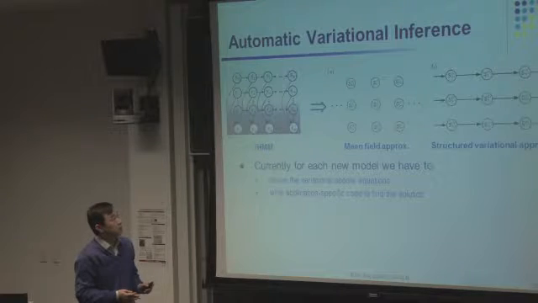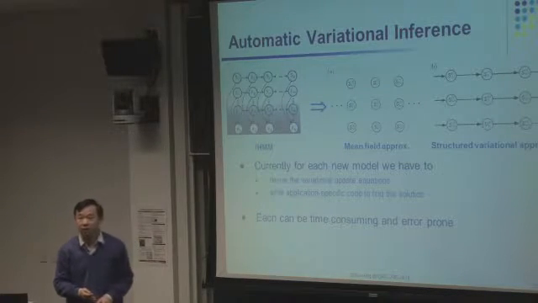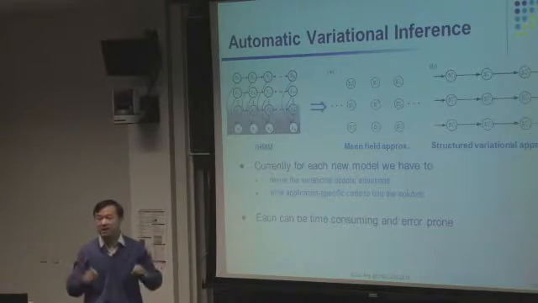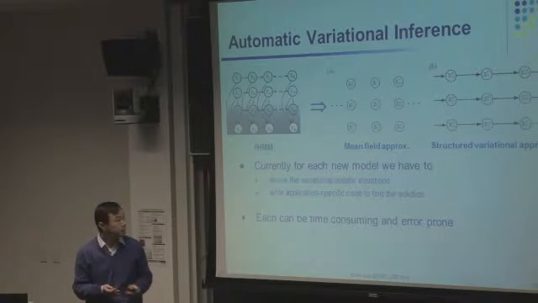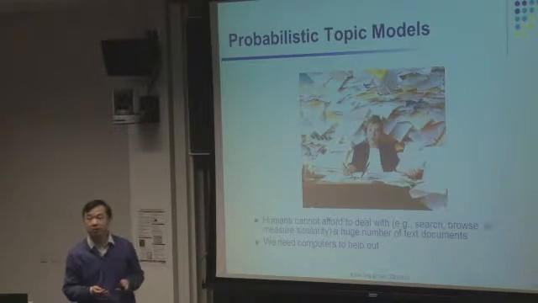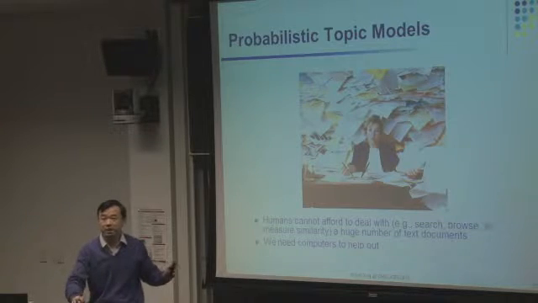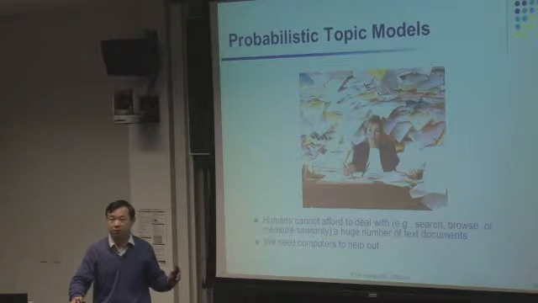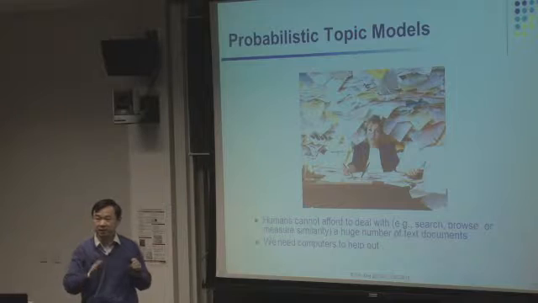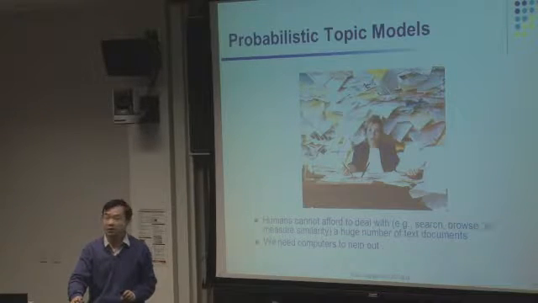But with that, I want to move on to actually now talk about a fancy model that we probably all heard about, which is the topic model. But before I do that, do we have any question remaining regarding the general theory behind variational inference?